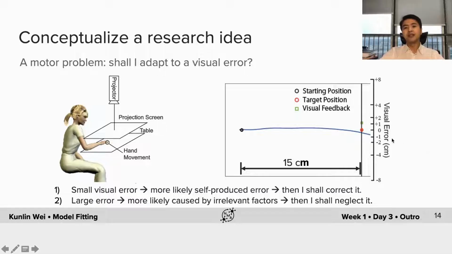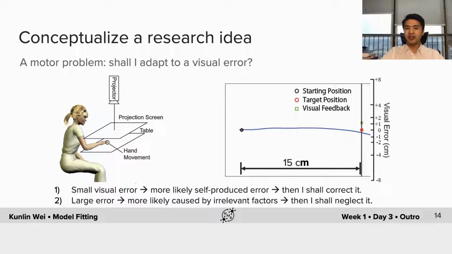I can apply different sizes of visual error from 0 to 8 centimeters. The error is symmetrical on both sides. Sometimes it's positive, sometimes it's negative. So what do I expect you to learn from these visual errors? Say, if I give you a positive error, next time you move downward to correct for this error. If I give you a negative error, next time you will move upward to correct for this negative error.